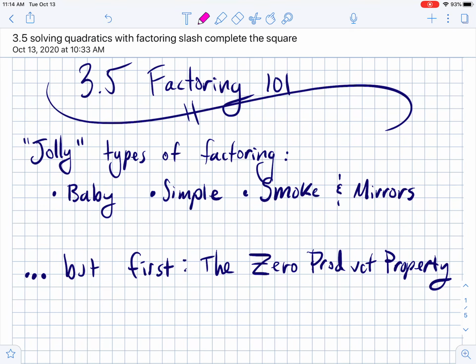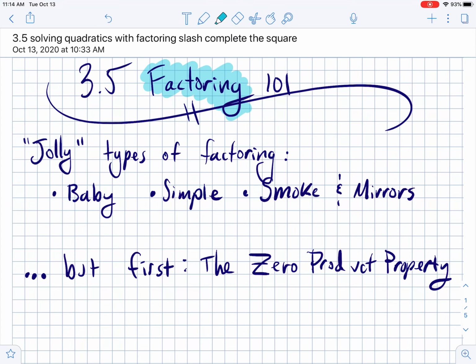Today we're going to talk about 3.5, which has a lot to do with solving quadratics by using factoring. Now, you guys have all seen factoring before, but we're going to go over all the different ways you can solve things with factoring. Just a heads up, I'm going to use a lot of lingo in this lesson that other math teachers will have no idea what you're talking about if you use it with them. So these are just for our lessons.